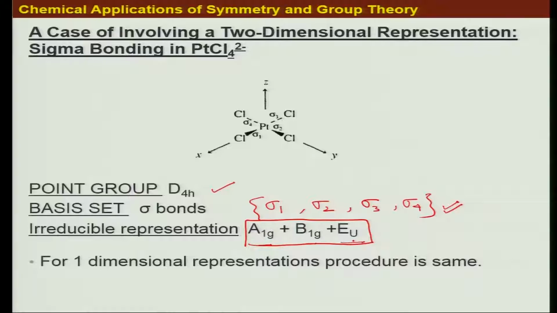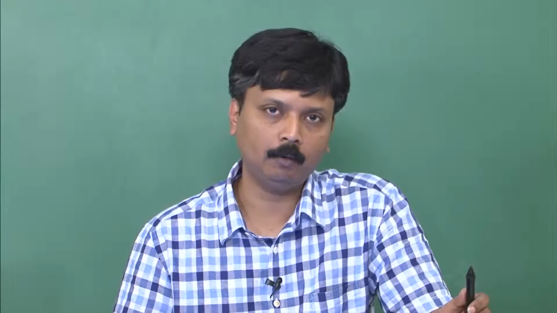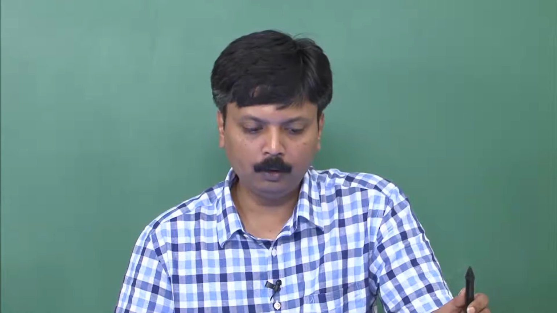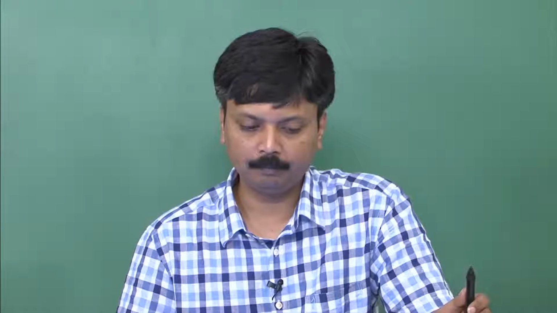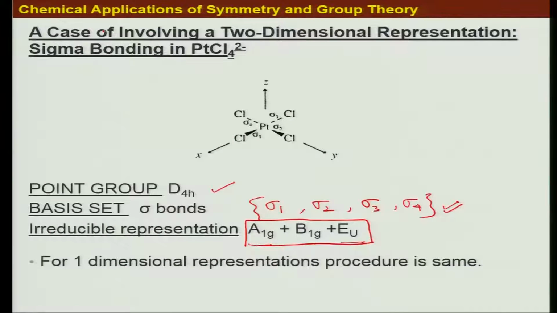Here I have 2 one-dimensional irreducible representations, A1g and B1g, and 1 two-dimensional representation. For the one-dimensional representations, things are as usual, as we have already discussed in the case of ethylene. So here also you should be able to do that very easily. Here there is a mistake. Specifically, this will be A1g.